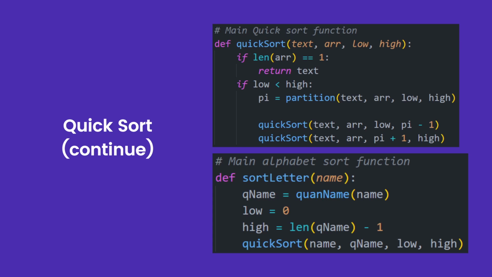Next, the pivot point, pi, will be defined by running the partition function, which we will discuss in the next slide. In a nutshell, the partition will sort some of the array and return a new pivot point to be used later. After the partition function is executed, the quicksort function will recurse, calling its own function, but this time it will be sorting the values to the left and the right of the pivot point until the entire array is sorted.